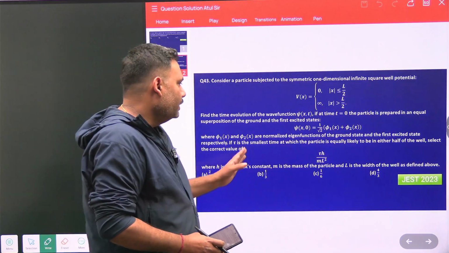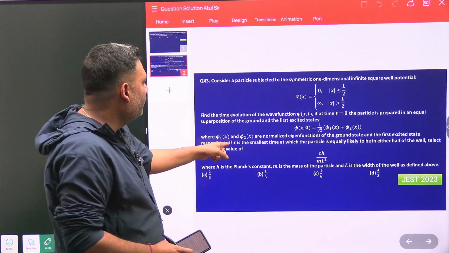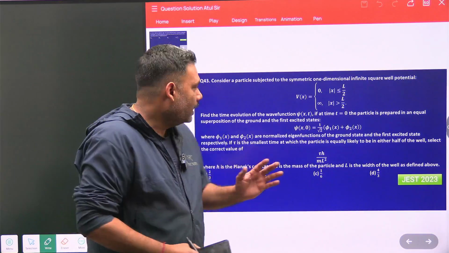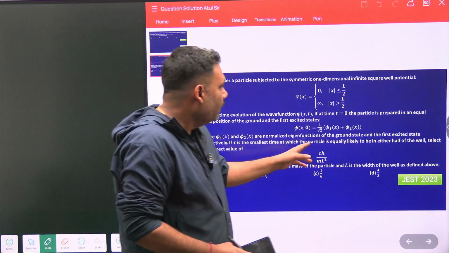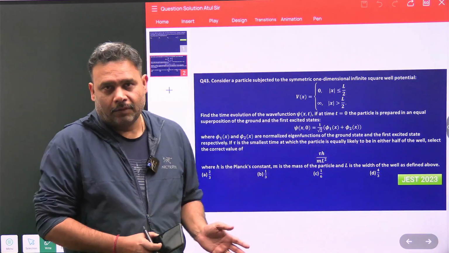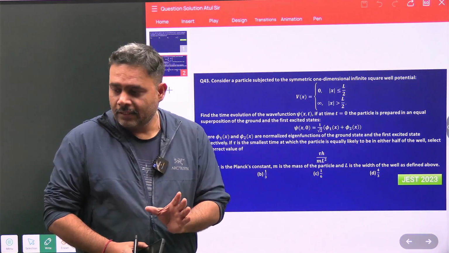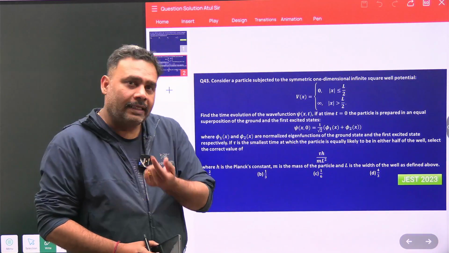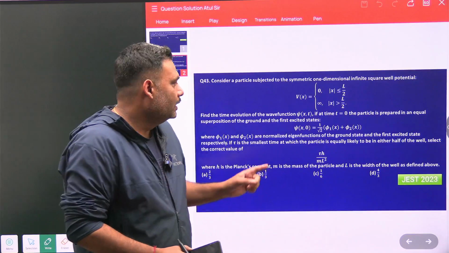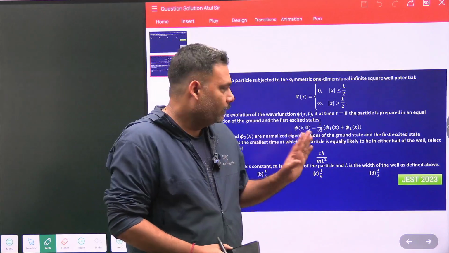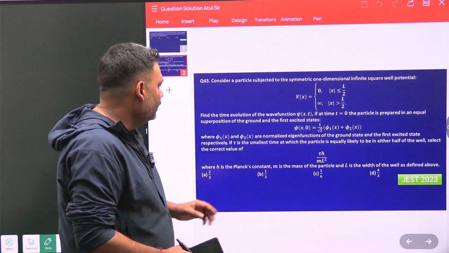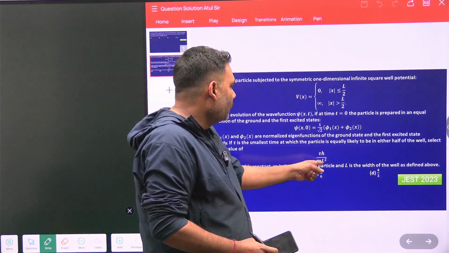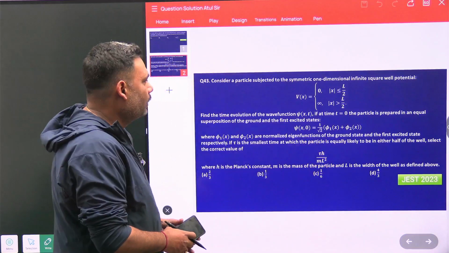And it is identified that after time tau, the particle will be equally likely in either half of the box. So either it will be in the left half or the right half of the box, and that is equally likely. That means the probability will be half. So we will discuss how I am saying that. We have to calculate the value of tau h upon m L square. So we have to calculate this particular value.